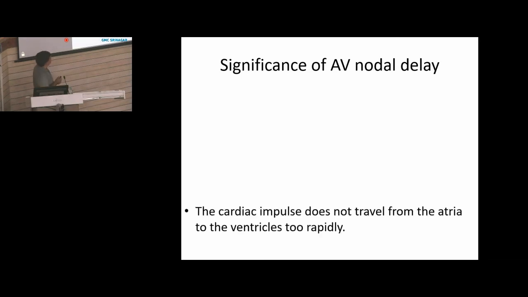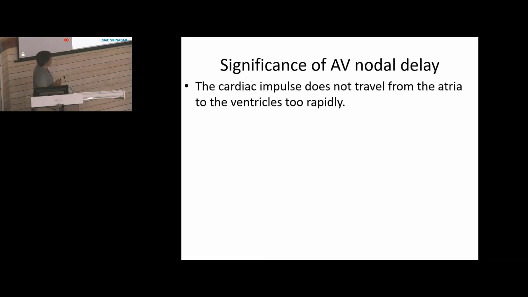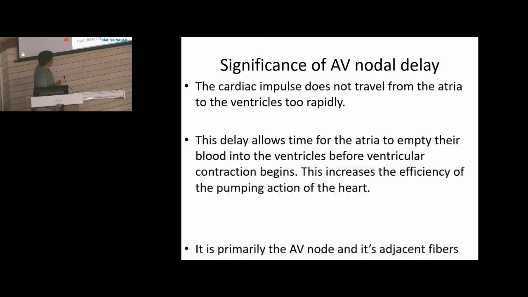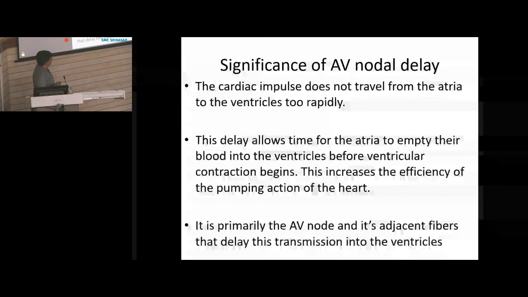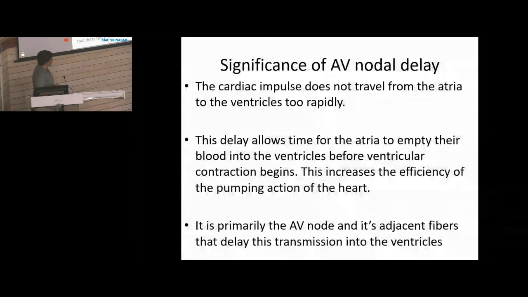The cardiac impulse does not travel from the atria to the ventricle too rapidly. This delay allows time for the atria to empty their blood into the ventricles before ventricular contraction begins. This increases the efficiency of the pumping action of the heart. It is primarily the AV node and its adjacent fibers that delay this transmission into the ventricle. So the significance of AV nodal delay is to give the atria time to empty its contents, that is blood, into the ventricles before the ventricles can go into contraction.